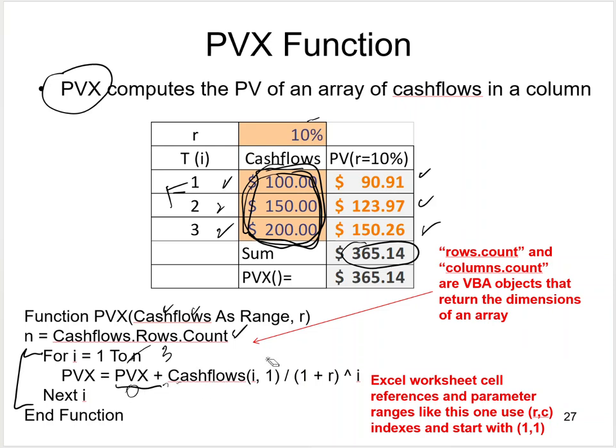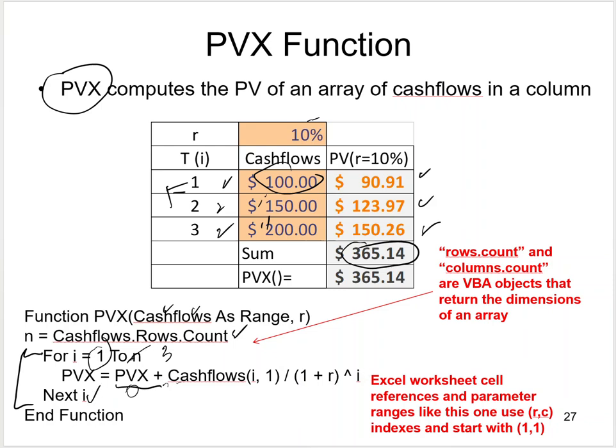So what it's doing, it's taking cash flow I, comma 1. Remember, I is initially set to the value of 1, so it's going to take cash flow 1, 1, which is this here. This is 1, 1. This is 2, 1. And this is 3, 1. So it's going to take cash flows 1, 1, the value of $100, divided by 1.1 to the first power.